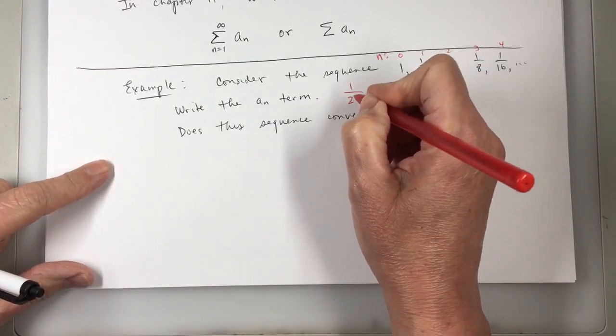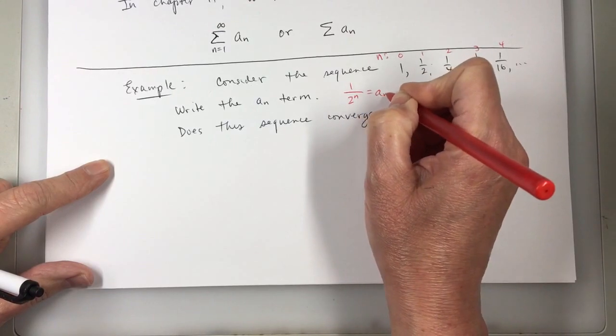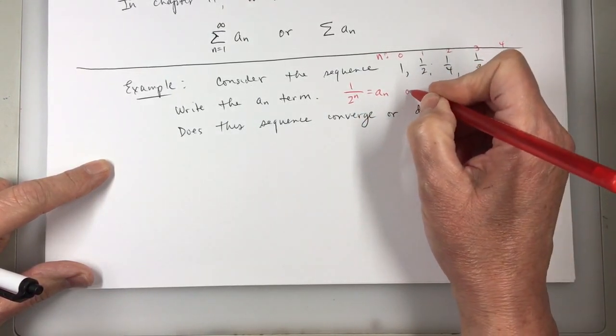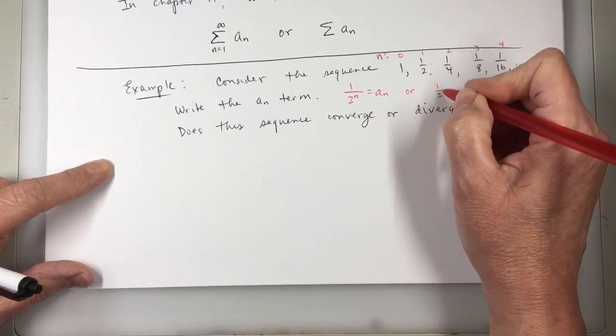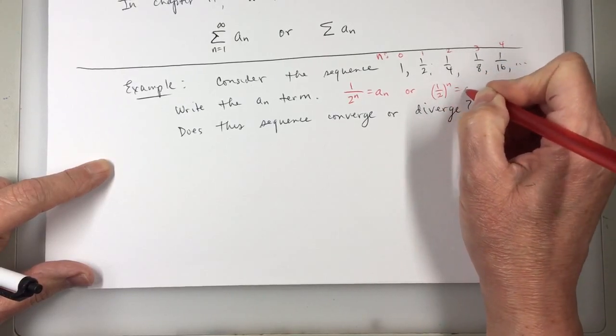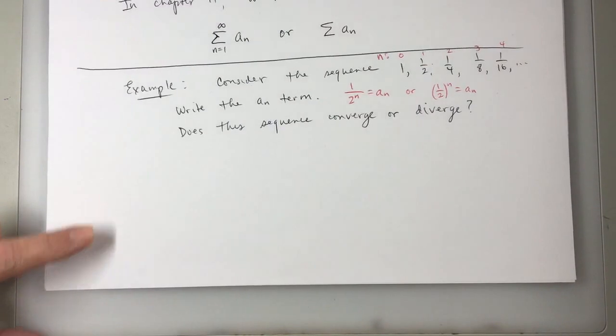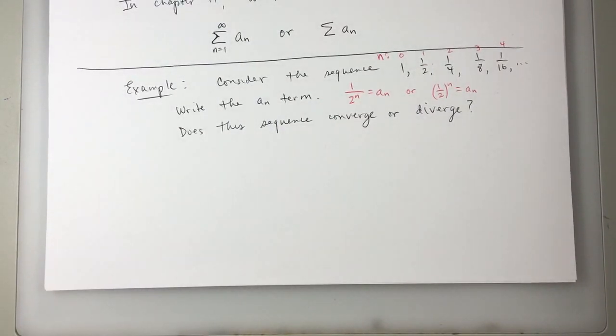1 over 2 to the n, that's a sub n. Or I could write this, 1/2 to the n is a sub n. Same, they're the same thing.